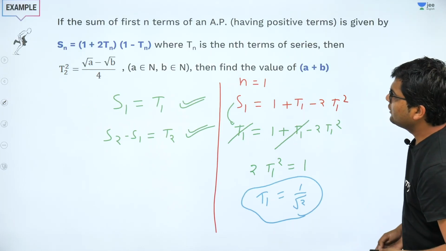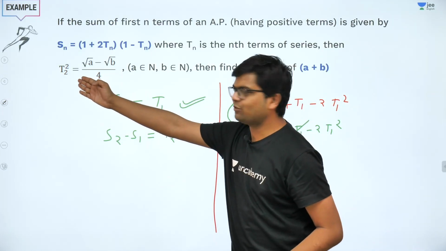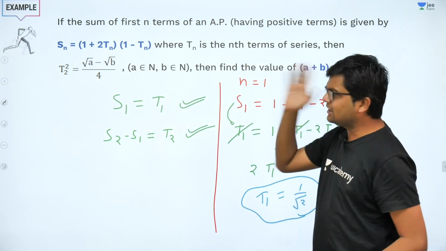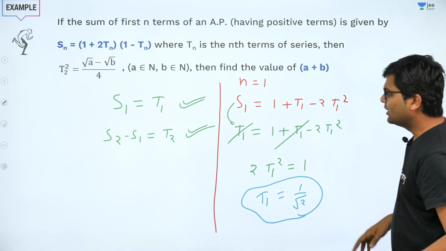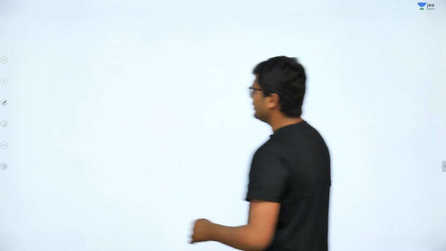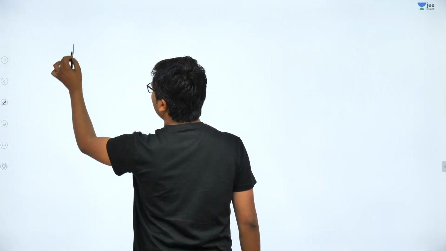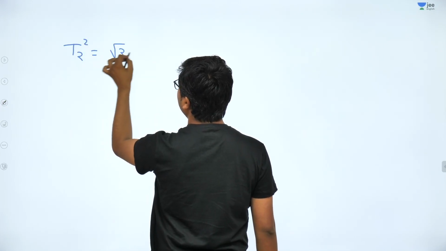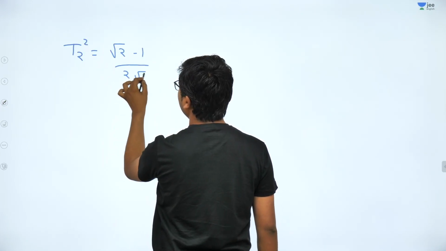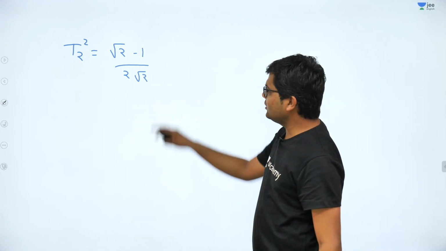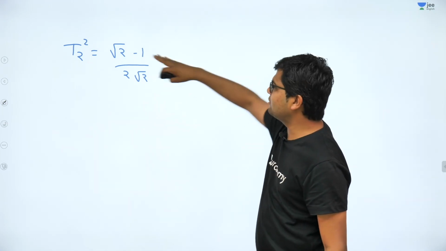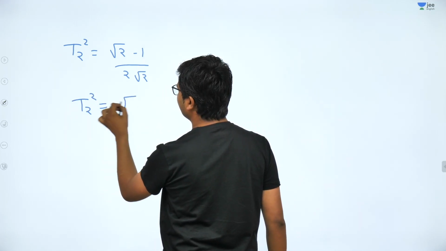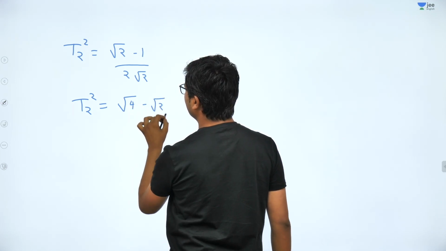And what we need to solve? We need to find out T2 square only. We need to find T2 square is equal to root A minus root B upon 4, in this format, then we need to find A plus B. So I am solving it like this: T2 square has been solved to this much, na? Root 2 minus 1 upon 2 root 2. That is okay with everyone? Yes or no? Now just multiply it by root 2 to make the denominator 4. So multiply and divide by root 2. It will become root 4 minus root 2 divided by 4.